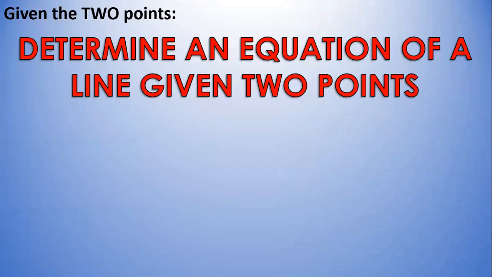C is the y-intercept, and c is also a constant. When given 2 points to determine the equation of a straight line, there are a few steps that we must take into consideration.